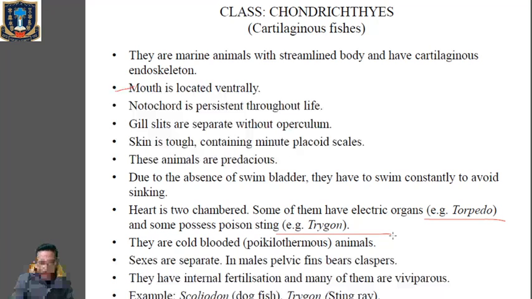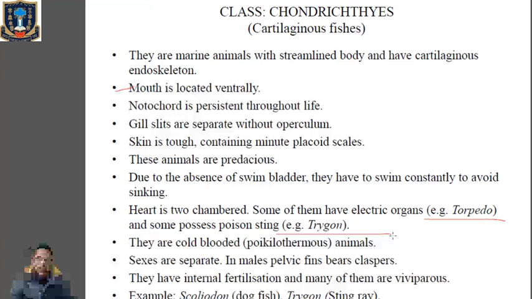They are cold-blooded animals, which are called poikilothermic animals, and I have told you that they are not able to maintain their constant body temperature. Their body temperature will keep on fluctuating depending on the ambient environmental conditions. So if these cartilaginous fishes are poikilothermic animals, then what about human beings? Are we cold-blooded animals or warm-blooded animals? Kindly keep this in your mind. We'll discuss this when we go to the class Mammalia.